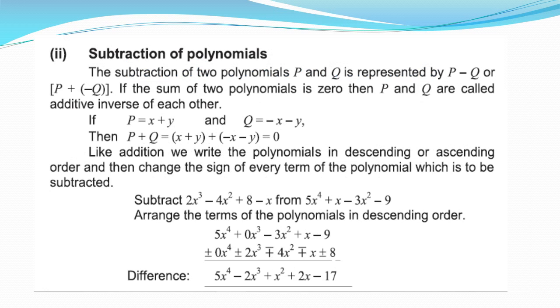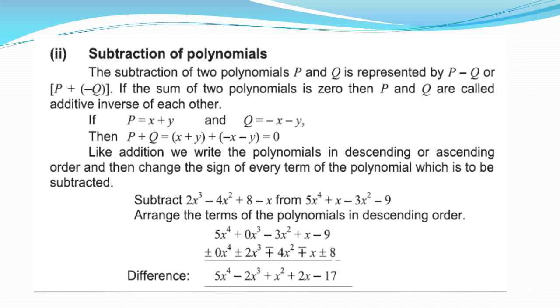Like addition, we write the polynomials in descending or ascending order and change the sign of each term which is to be subtracted. The example is: subtract the first equation from the second. So the equation which is after the word from, first we write this equation and then the first equation. As we can see here in the example, we arrange them in descending order.